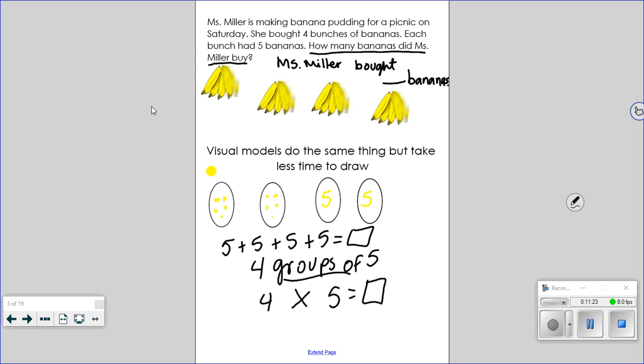So now we gotta solve it. We figured out our equation. Now we have to solve it. You can solve it with skip counts. You can solve it by adding. What is 5 plus 5 plus 5 plus 5? Or what is 4 times 5? I know you know the answer to this. This would be a perfect time to practice raising that hand. Awesome. Eliana? 20.